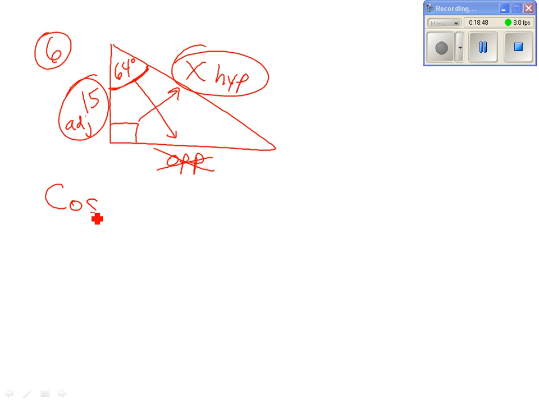Cosine. So we write down cosine. What's our angle this time? 64. Every single time you have to write out this equation when you're using the trig ratios. Cosine 64 equals, remember that this is the co part, so what over what? Adjacent over hypotenuse. Well, what's the adjacent this time? 15. Over.